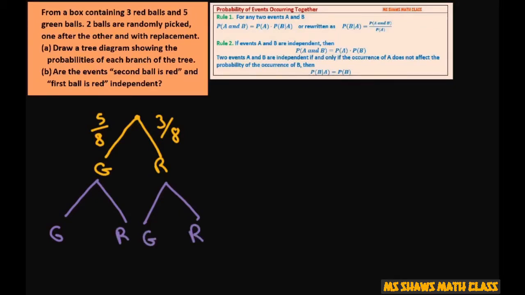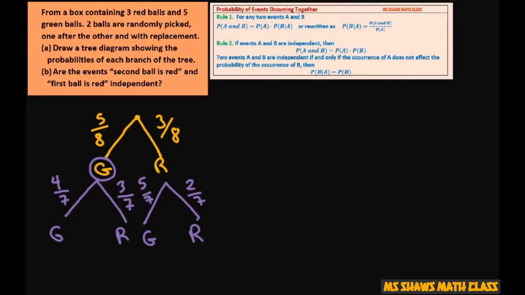Since we're not replacing it, all these denominators are going to be 7 because we only have 7 balls. So basically, if you draw a green one first, then you only have 4 green left, so that's 4 out of 7. If you draw a green ball, we still have 3 red balls left, so that would be 3 out of 7. If you draw a red ball, then the green ball, we still have 5, so that's 5 out of 7. And if you draw a red the first time and don't replace it, you only have 2 red left. So that's the tree diagram.